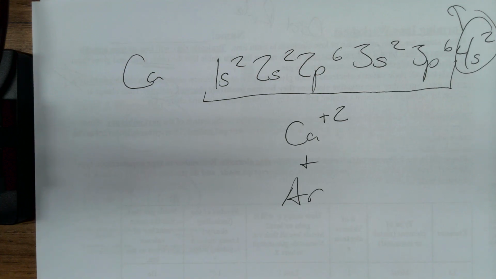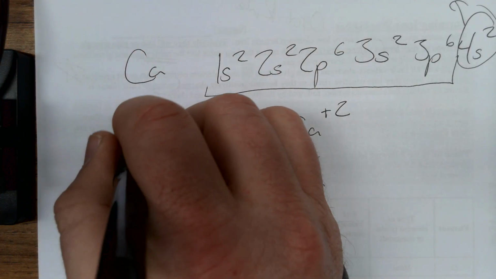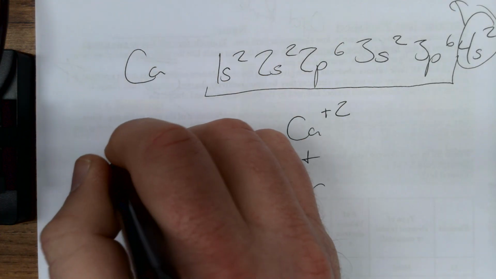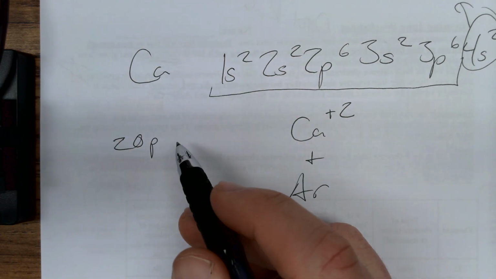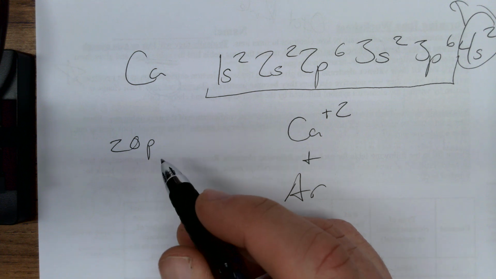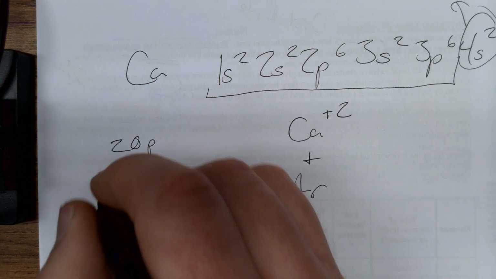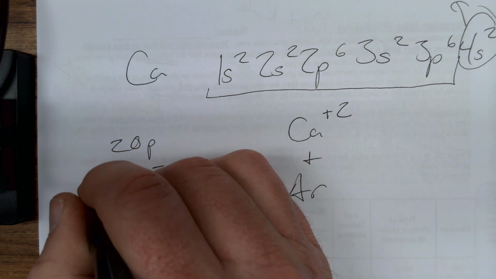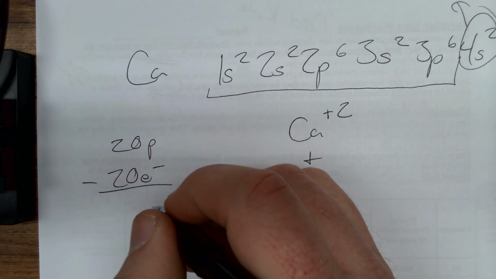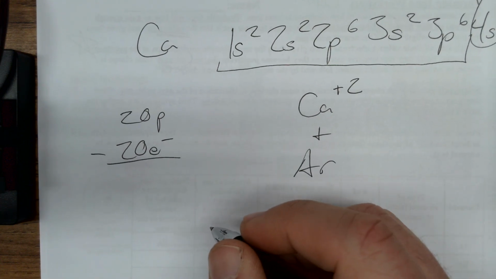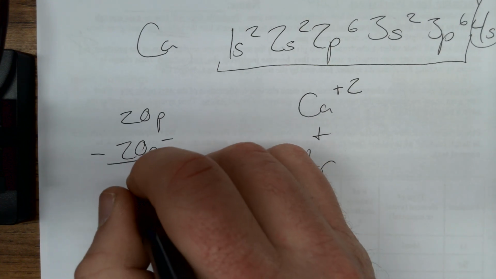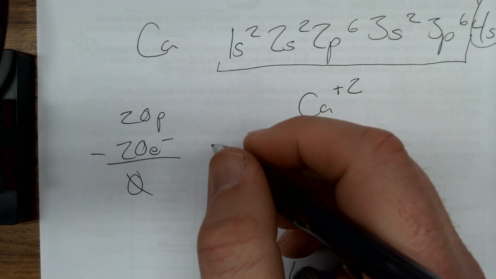Because if I look at it this way, calcium has 20 protons because it's atomic number 20. Remember, my atomic number gives me the number of protons. In a neutral case, I should have 20 electrons. 20 minus 20 is going to be what? 0. No charge, right? It's on the house.